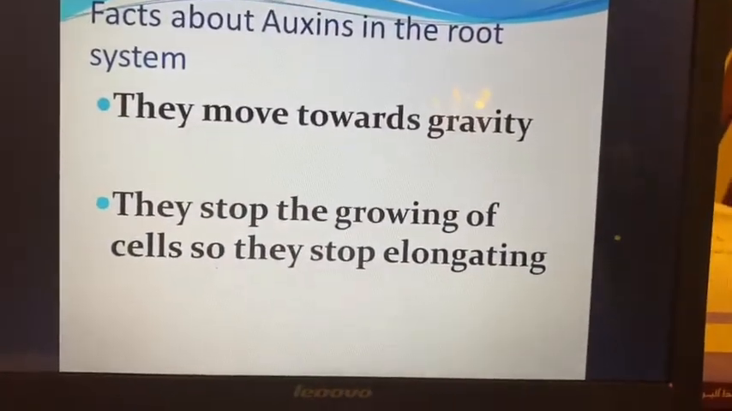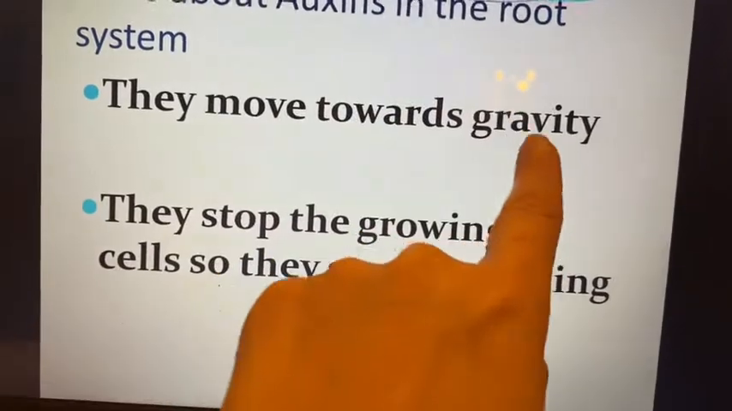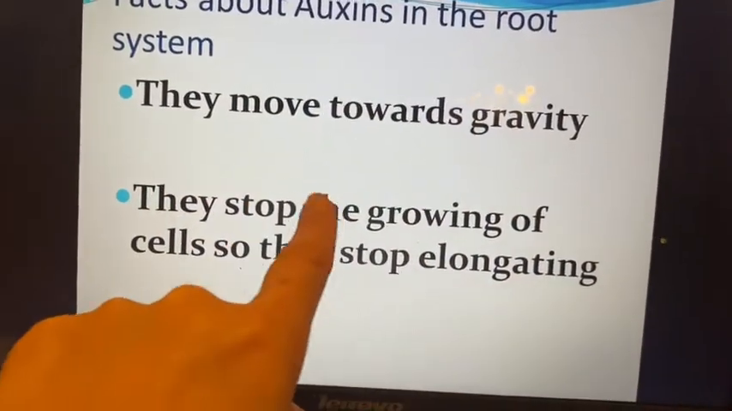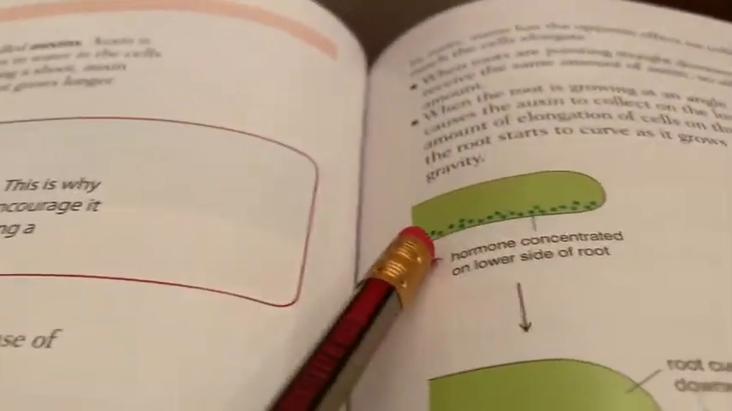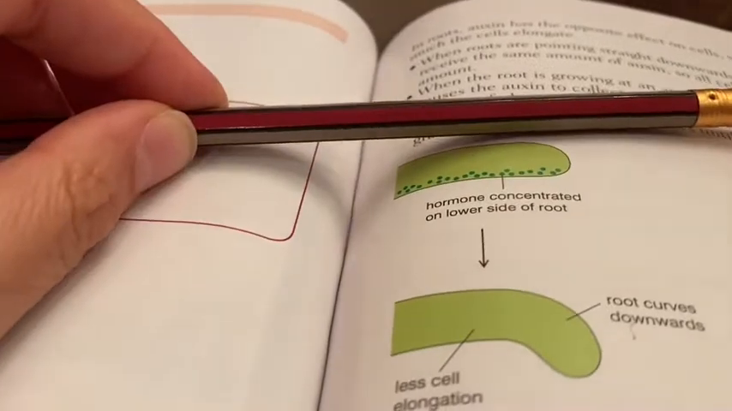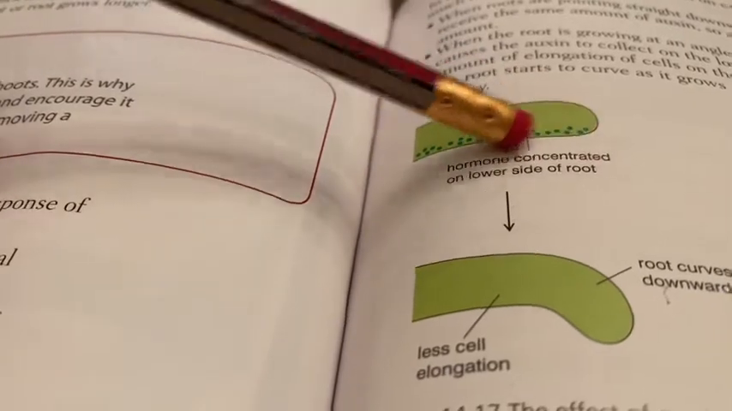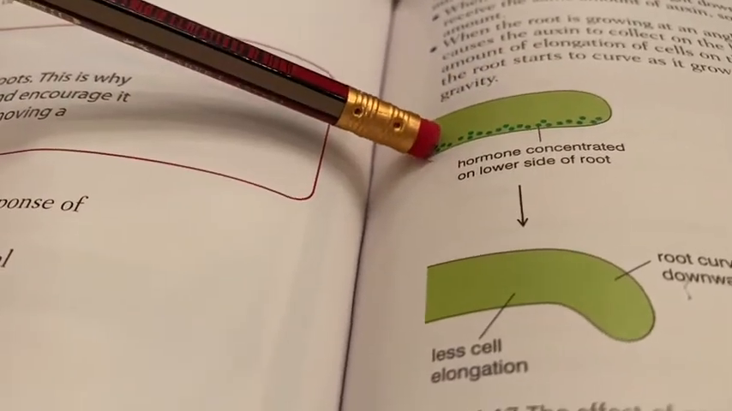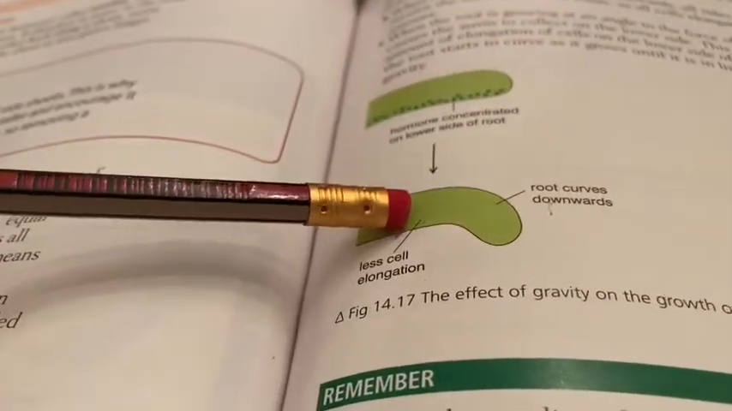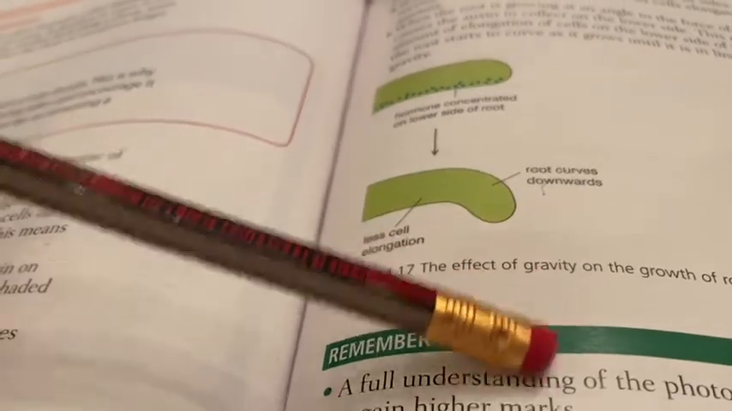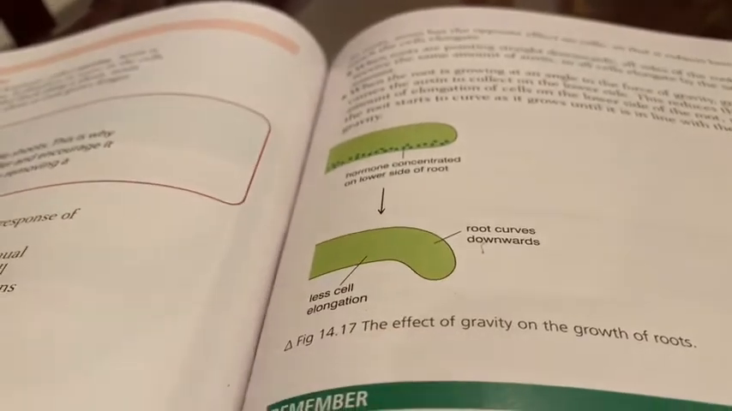For the auxins in the root system, they have a different job. They move towards gravity and they stop the growing of cells. How does this happen? If the root is horizontal, the auxins will move towards gravity and they will stop this part from elongating, while the other part will grow faster. That's why it will move towards the gravity. Okay, which is called positive geotropism.